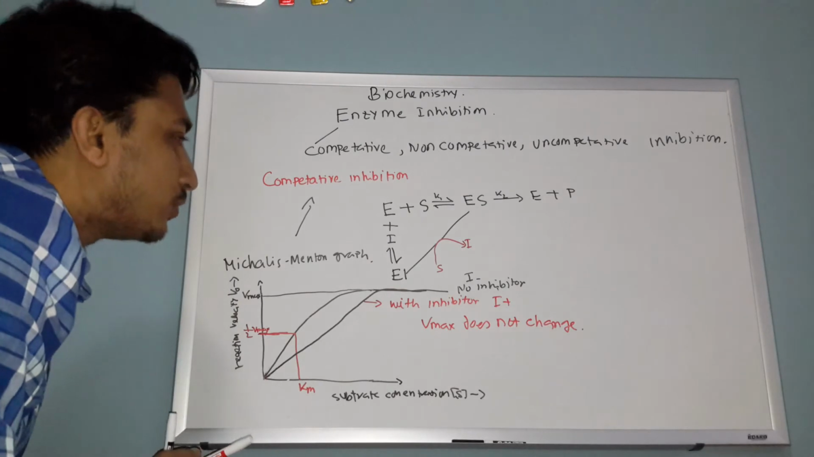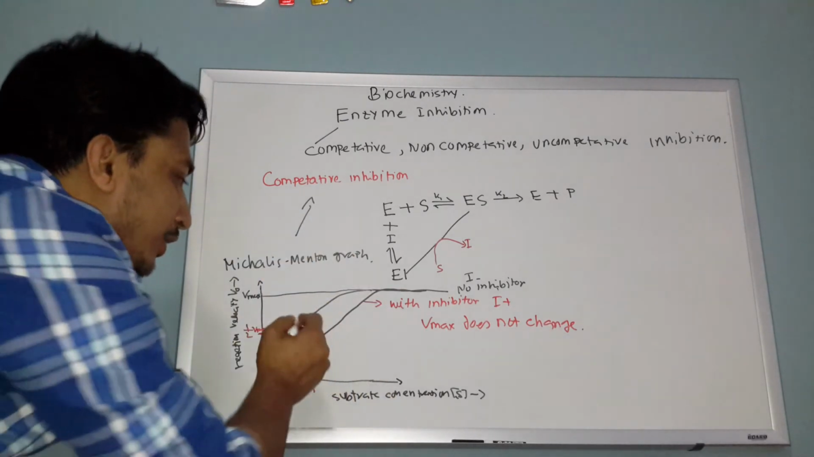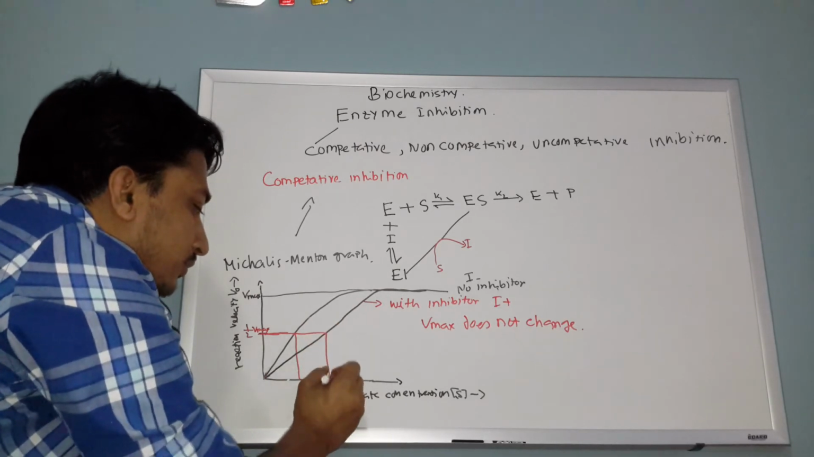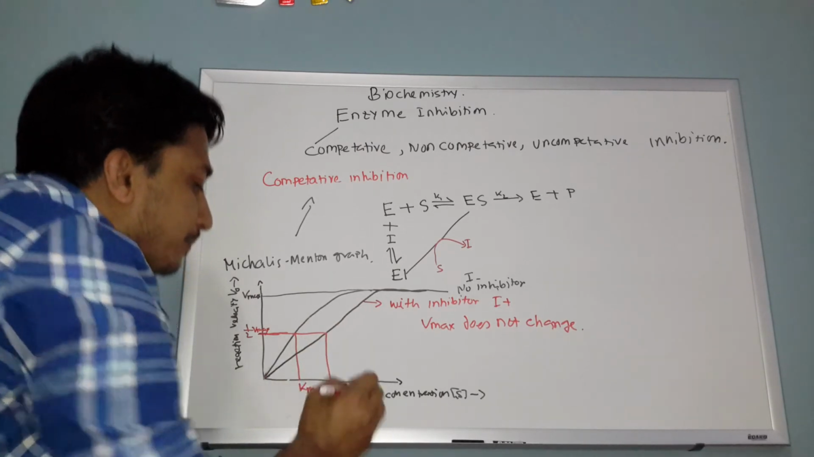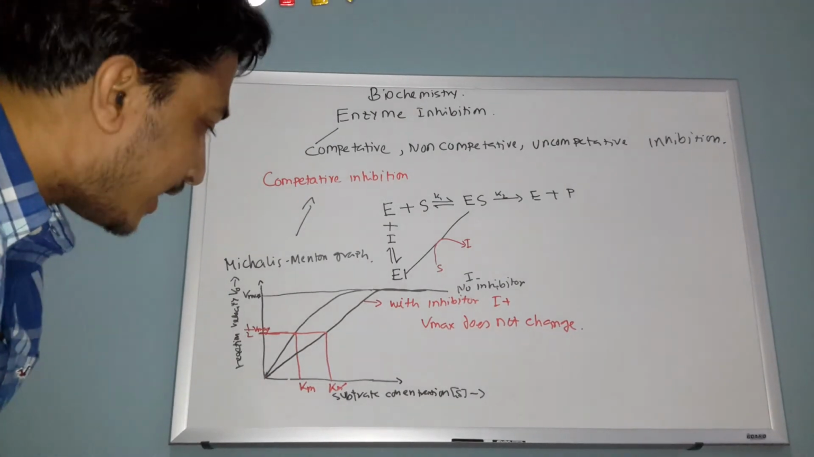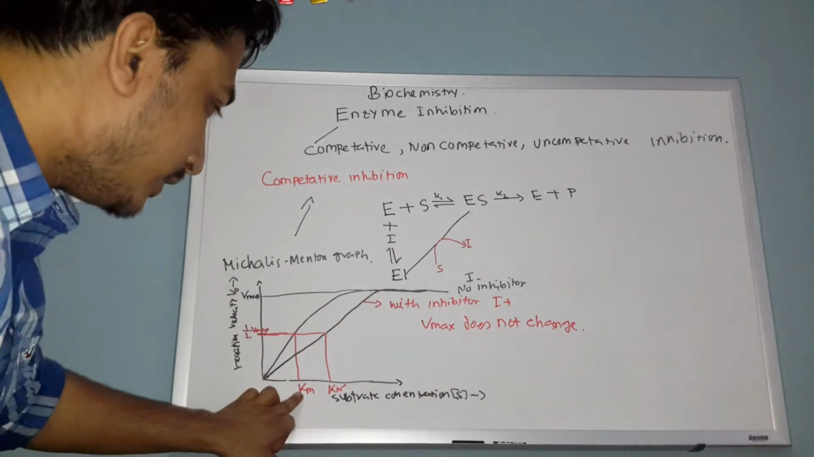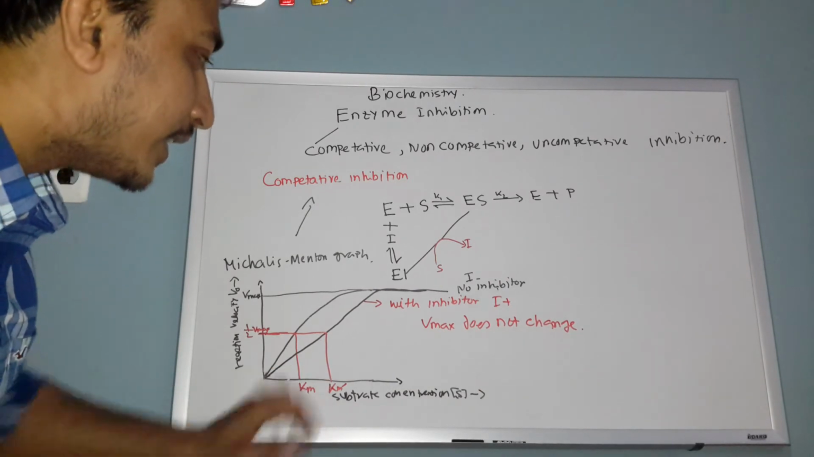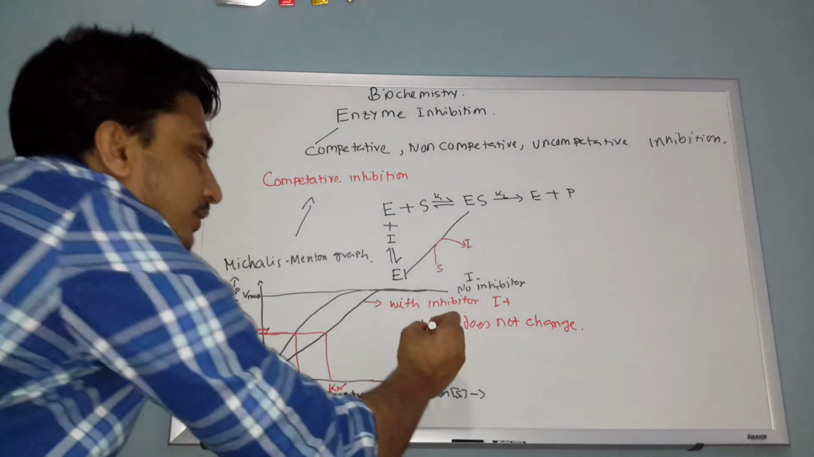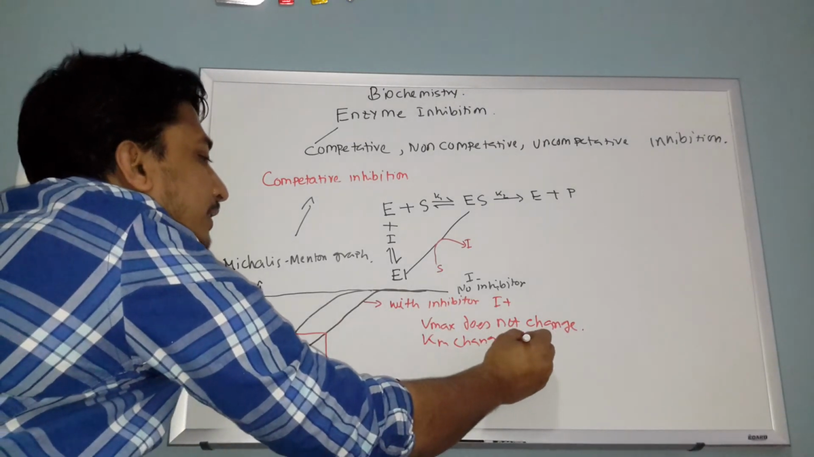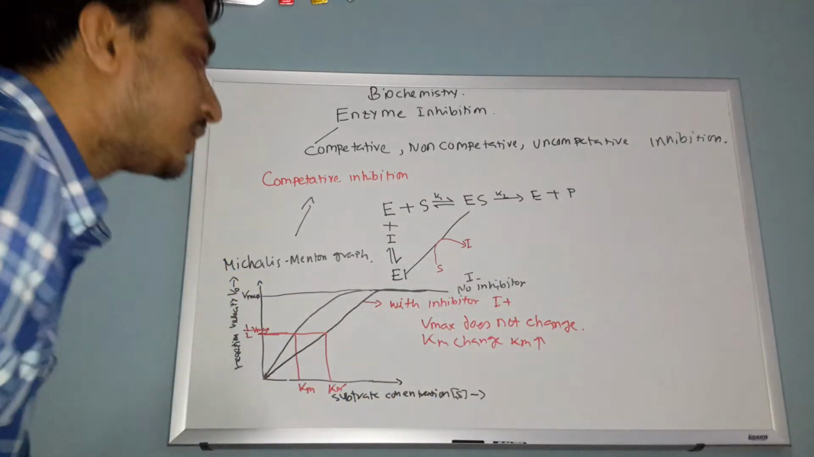This is the understanding part. Your Km is now changed. Give this one the name Km prime. Your Km is now changed. How? Look, your Km was here. Right now it is increased. It goes to the Km here. So Km change means Km increase.